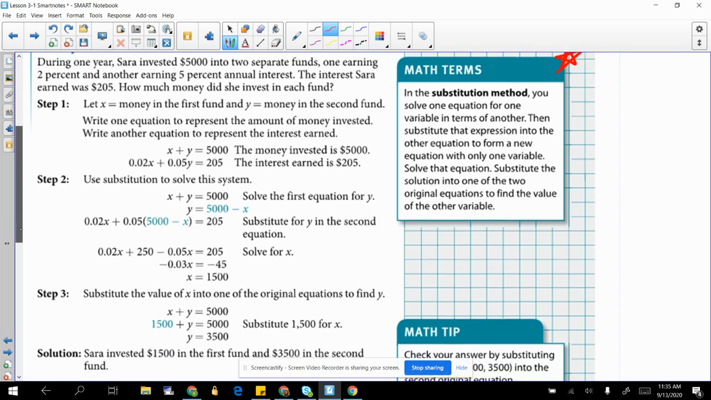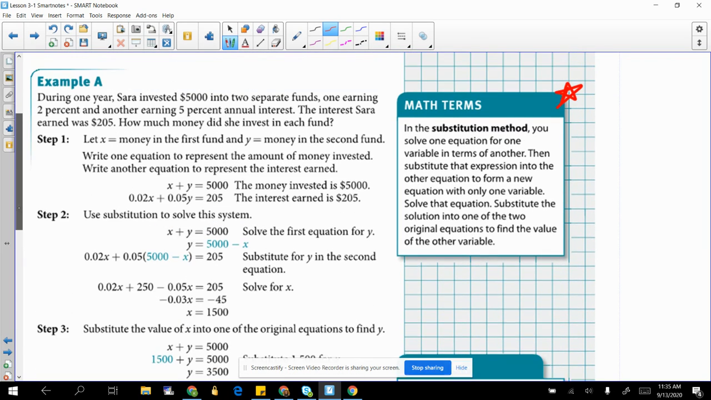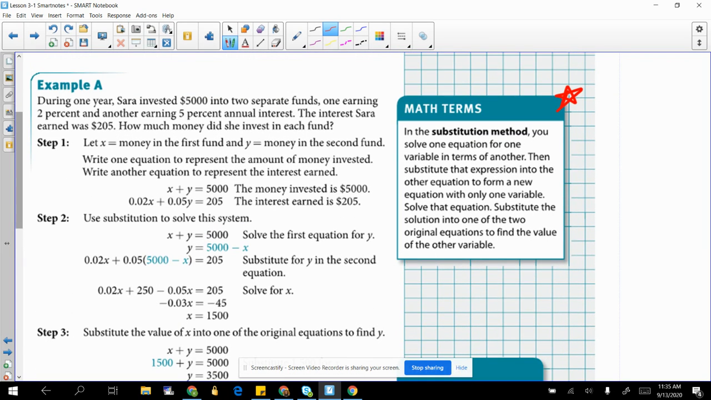Okay, so first thing, the amount of money invested. Well, we don't know how much she put in each account. That's what we're trying to figure out. But we know x is going to represent money in the first fund and y money in the second fund. So x plus y is going to equal how much money we know she invested total, which was $5,000. So that's what it says there. The money invested is $5,000. So that would be your equation here. x plus y equals 5,000.